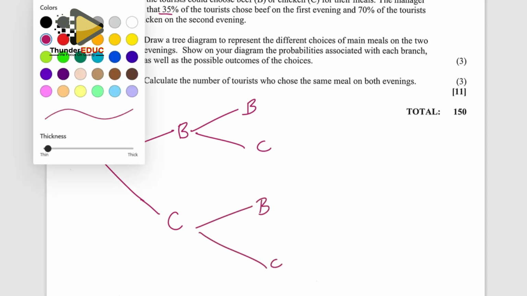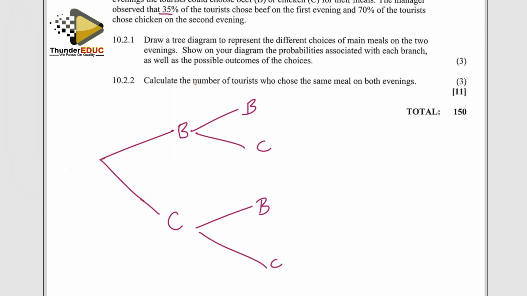Now we just have to indicate our probabilities. So they told us 35% chose beef on the first. So this is going to be 35%, or you can just write it as 0.35. And then this is going to be 0.65, so that the branch gives us a 1. Second evening, people got 70% for chicken. So this is going to be 0.7, 0.7, which means this is going to be 0.3 and 0.3. So whenever you draw a diagram, you must show the probabilities, which we've done, together with the possible outcomes. So someone can choose beef and beef, beef and chicken, chicken and beef, chicken and chicken.